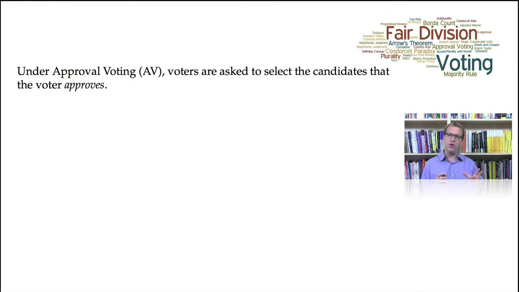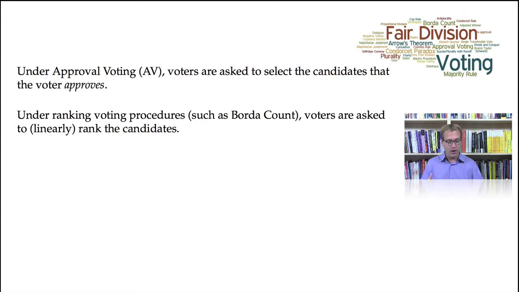Now, under approval voting, each voter is asked the question, who do you approve of? And then the voter looks at all of the candidates and decides among those candidates which candidate he wants to give his approval to, who he wants to approve of. And this question or this ballot should be contrasted with different voting methods such as Borda count that ask the voters to rank all of the candidates. So Borda count asks you to rank all of the candidates, whereas approval voting asks you a different question. It says, tell me which of the candidates you actually approve of, and you're allowed to approve of more than one candidate.